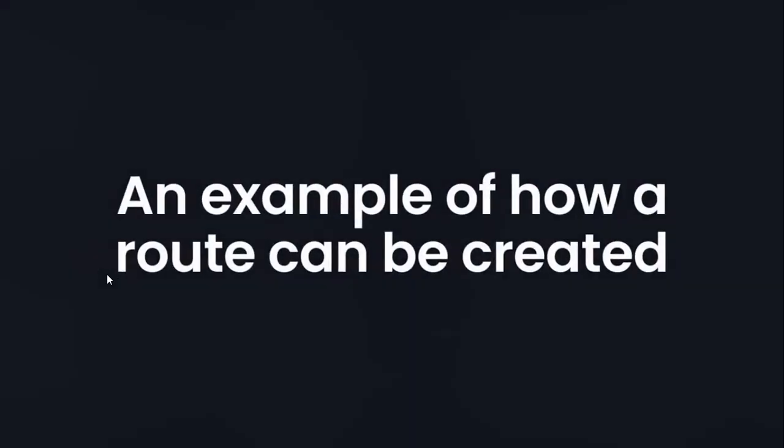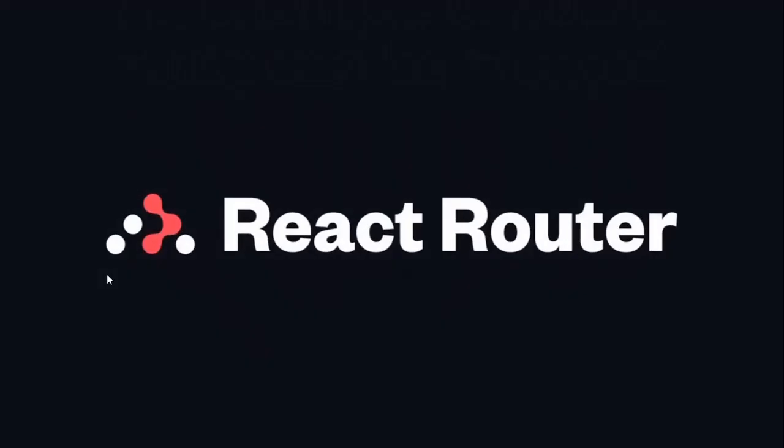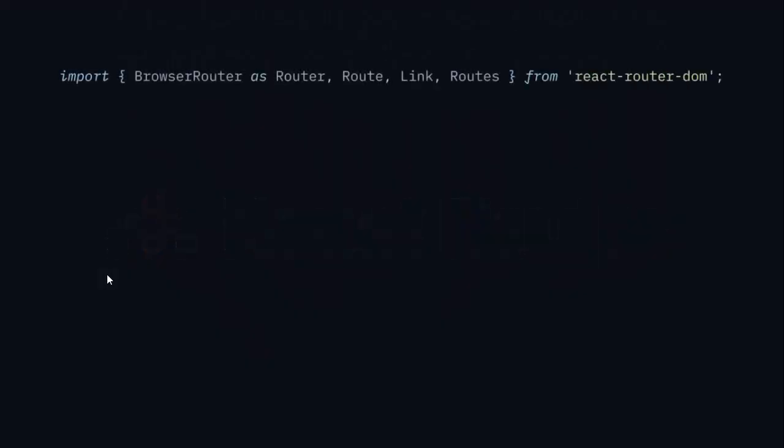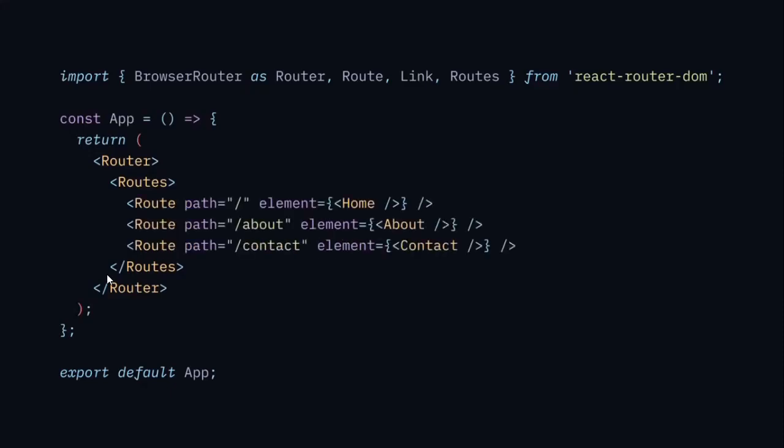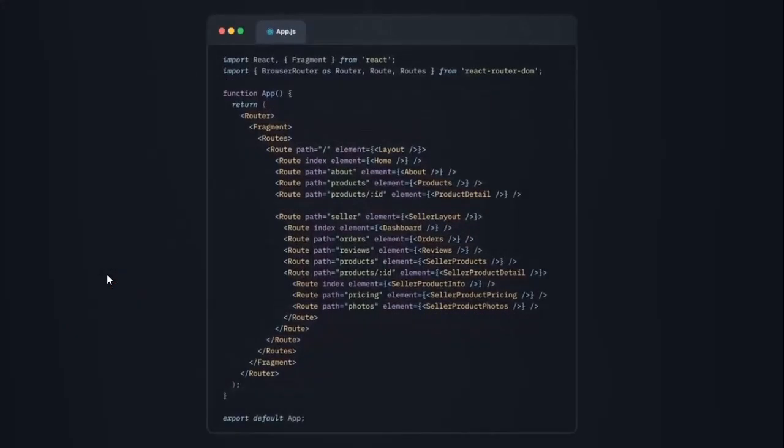Here's an example of how a route can be created using React Router DOM version 6 in React. We first import all of the necessary packages from React Router DOM, of course after installing it as a separate package. Then we initialize our app, which is a functional component, wrap everything in a router, routes, and then we create a new route with a path and element for each one of the pages we want to have within our application. And here's an example of a nested dynamic routing for a multi-page website like an e-commerce site.